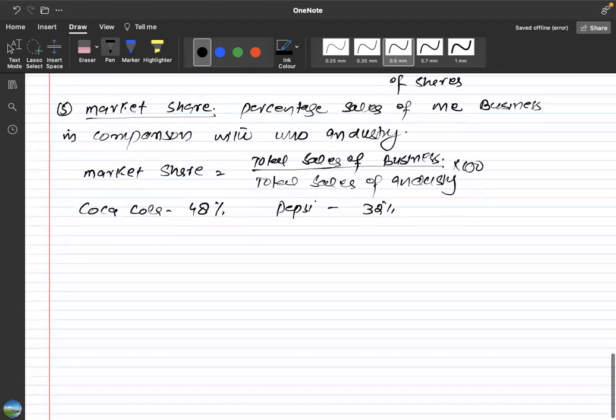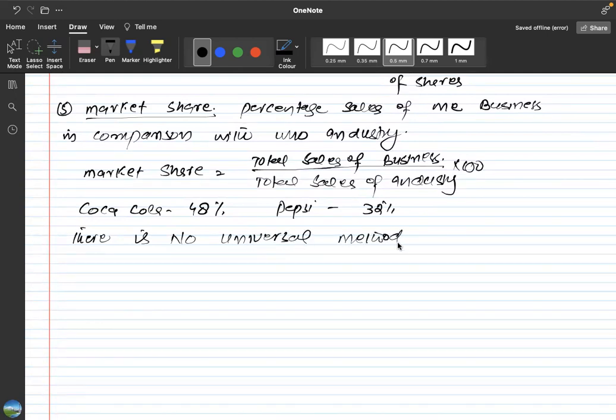Now, when it comes to the question of which size measure is the best way, there is no universal method. As I told you earlier, it depends on the size of the industry. It depends on the type of industry. It depends on the production techniques, labor intensive or capital intensive. It depends on the type of the product that the company is offering. It depends on the price of the product.